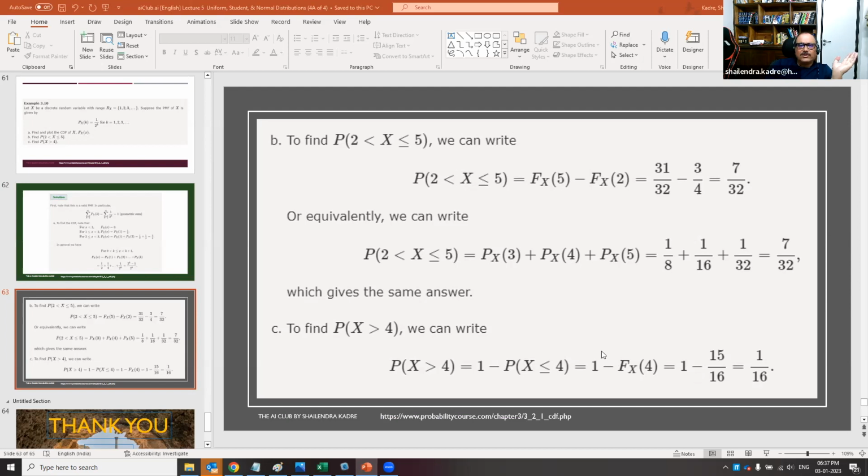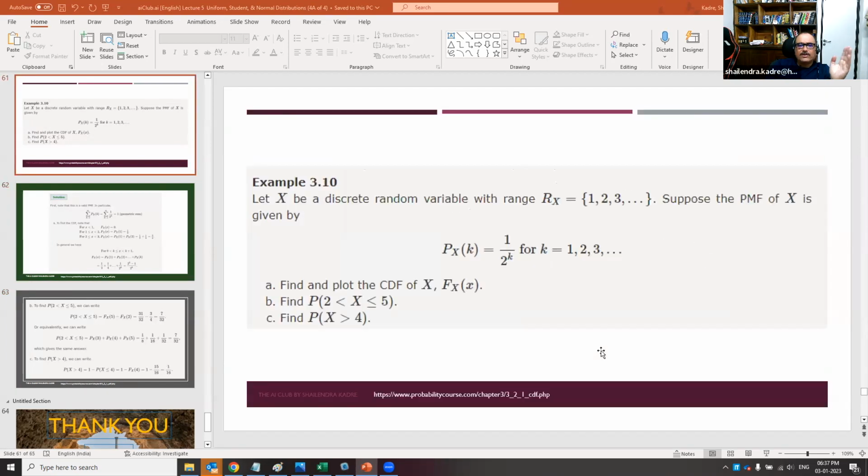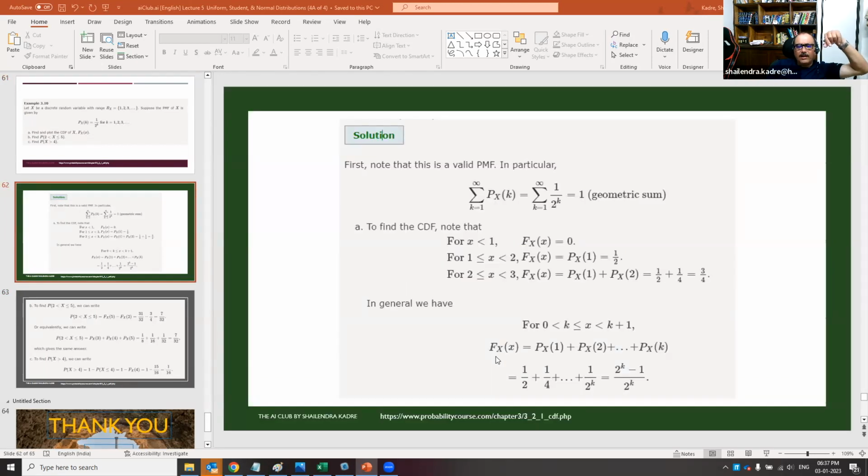Got it? So this was a discrete function. In a discrete function, we never apply an integral. Instead of integral, we go for sigma. And if it is a continuous function, then we go for integral. So these are little bit things of maths that you have to remember.